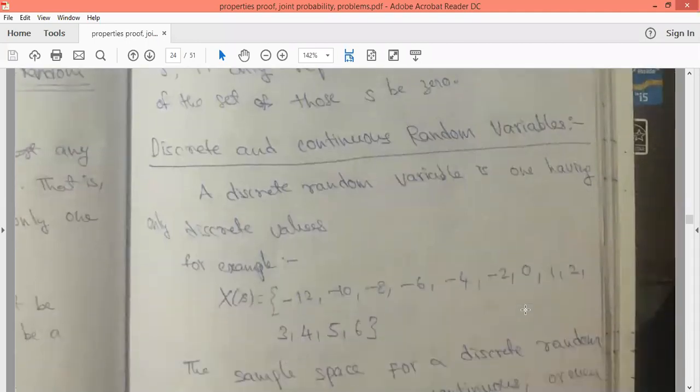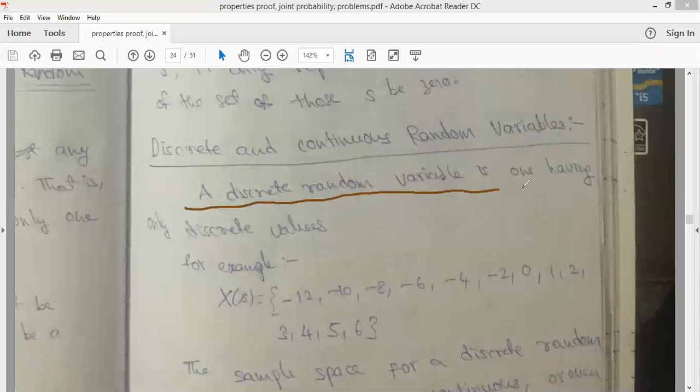Now we discuss discrete and continuous random variables. A discrete random variable is one that has only discrete values. See this X(s), which we discussed in the first example. What are the outcomes? We have minus 12, minus 10, minus 8, like this. These are the mapping of the sample space onto the real axis, and these are discrete values. If it has discrete values, then we call it a discrete random variable. Now, what should be the sample space for a discrete random variable?